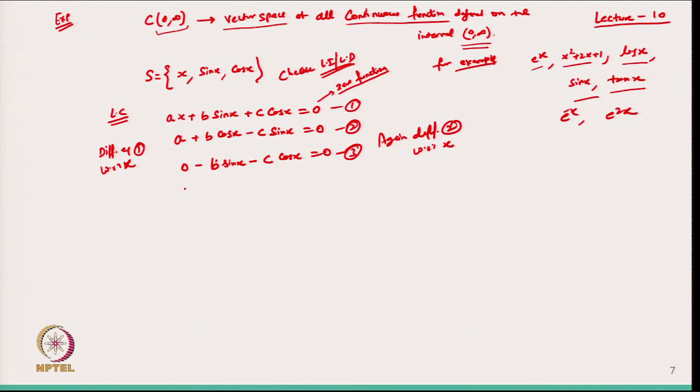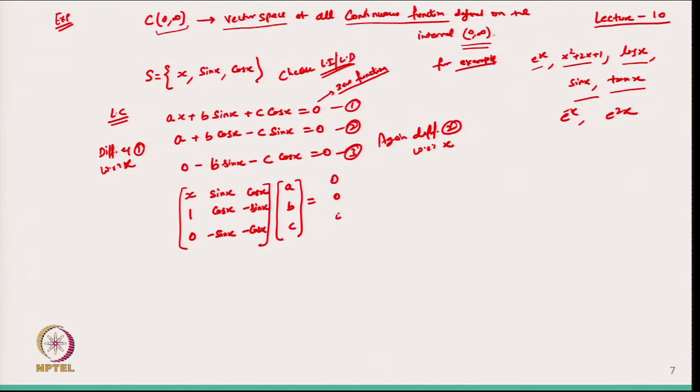Now I will write this in the form of a matrix. It will be the matrix with rows x, sin x, cos x; 1, cos x, minus sin x; 0, minus sin x, minus cos x, multiplied by the vector a, b, c, and that is equal to 0, 0, 0.